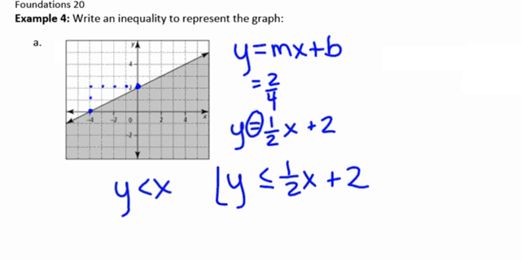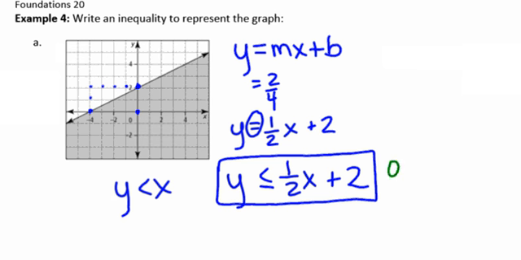So I know that I will have y is less than or equal to 1/2 x plus 2 based on that graph. If you're ever unsure, you can pick a point in the shaded area like 0 and 0 and test to see if that satisfies. So for instance, is 0 less than or equal to 1/2 times 0, which is 0, plus 2? So is 0 less than or equal to 2? Yes. So that satisfies and our inequality works.